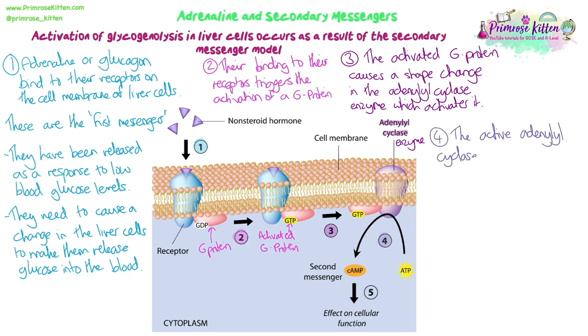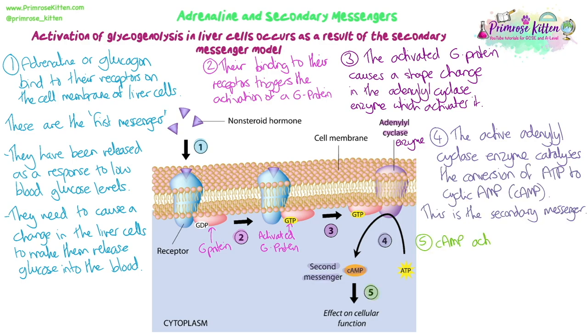So this conversion of ATP into cAMP, the cAMP is what then goes on to cause the changes in the cell that we want to happen. So it's the secondary messenger. It passes on this signal and causes the change in the cell. So what cAMP does is it activates a protein kinase enzyme cascade. So protein kinase enzymes are a group of enzymes, and this idea of a cascade is that one enzyme is activated, which causes something to happen, which triggers another enzyme, etc. And ultimately, this leads to the breakdown of glycogen into glucose, or glycogenolysis.